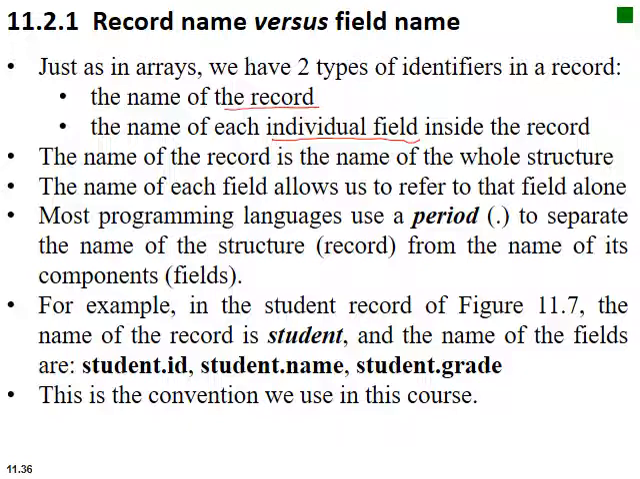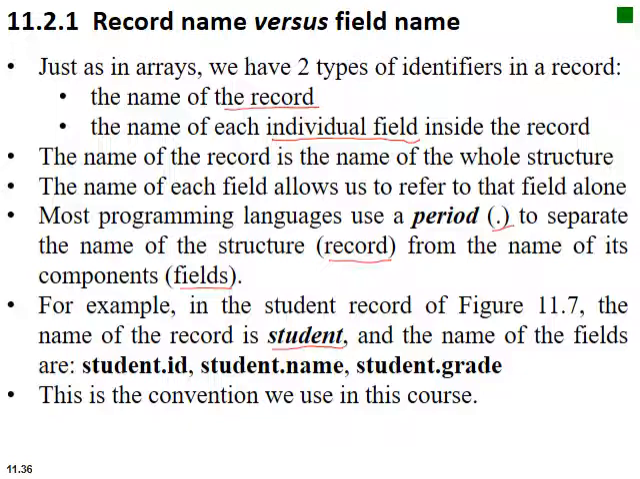In other words, most programming languages use a period or a dot to separate the name of the structure, which is basically the record name, from the name of a particular field. All right, and we'll look at some examples just below. So in this example, the student record that we just saw on the previous page, the name of the record is student. So that's referring to the entire structure.